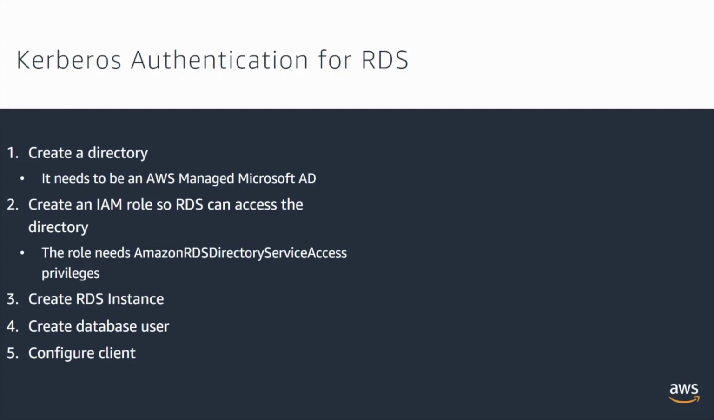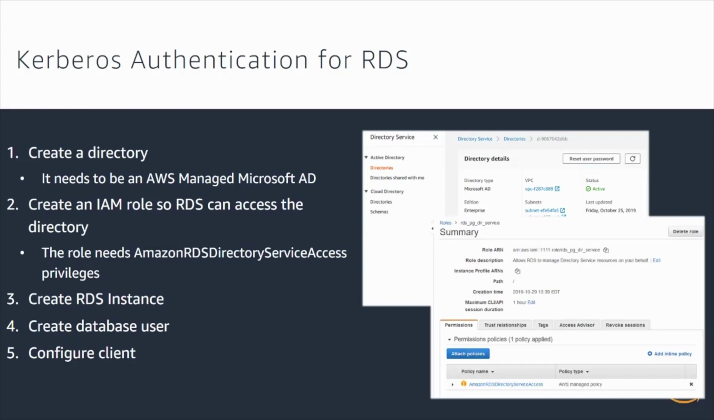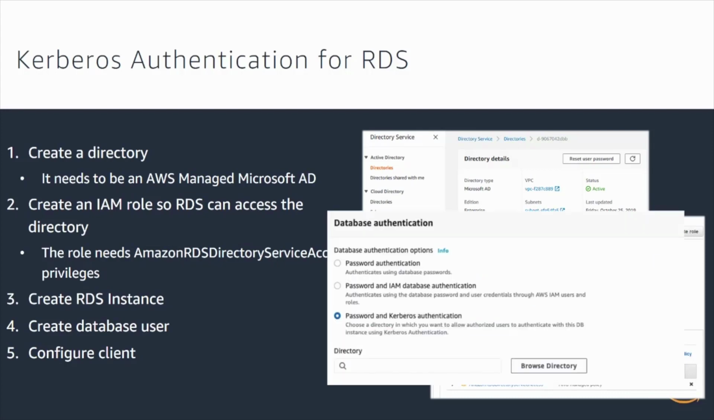So in the screens that you see, you'll first create a directory, a managed Active Directory, and then you'll create the appropriate role, and then you'll indicate what type of authentication mechanism you want to use for the database. Note that for password and IAM database authentication versus password and Kerberos authentication, you can choose only one, which means these two are mutually exclusive and you can have only one method of authentication. You cannot have both for the same instance.